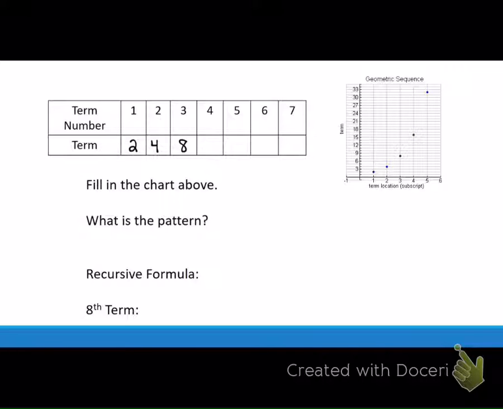At 4, where is it at? Is 5 even on this graph? Yes. At 5, where is it at? Go ahead, Jordan. 32. Okay, what is happening? What is my pattern, Riley? Multiplying by 2.